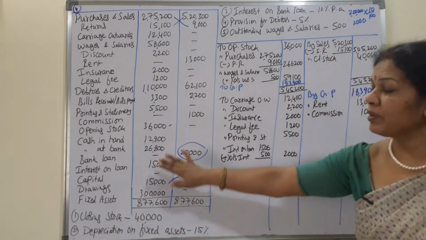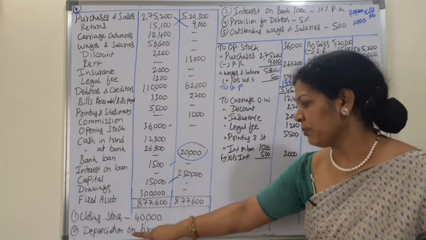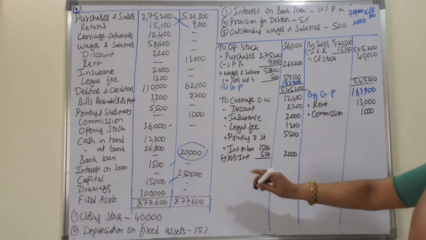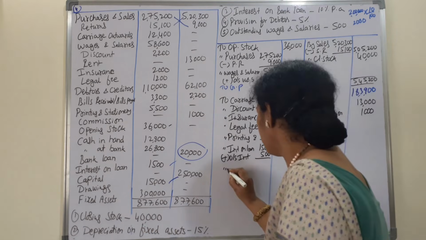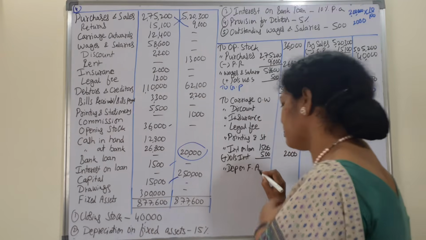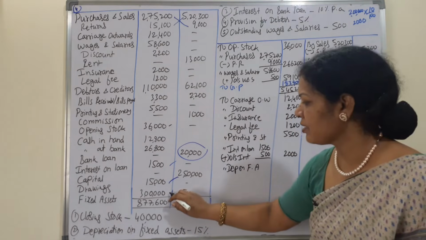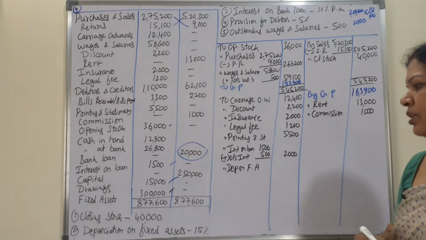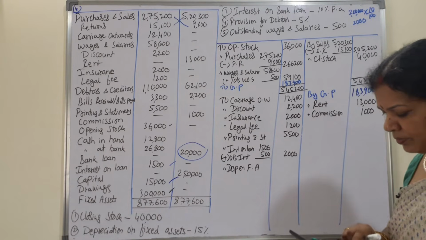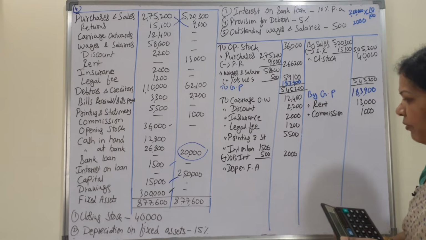Now up to the trial balance we have taken everything. Now coming to the adjustments: closing stock, depreciation on fixed assets. This we can take on the debit side, depreciation on fixed assets. Where are the fixed assets? It's here. So 3 lakh into 15%, 45,000 it is.